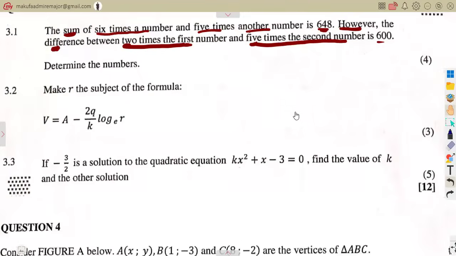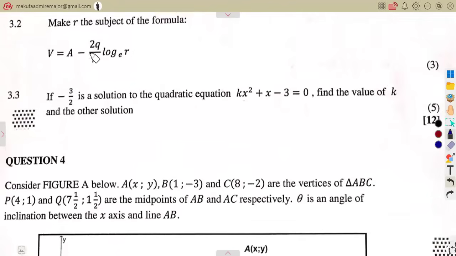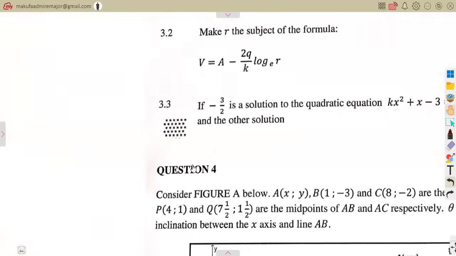Okay. Make R the subject of the formula. In this equation that we are seeing, we need to make R the subject. 3 marks for that. 3.2. Okay, so let's see.